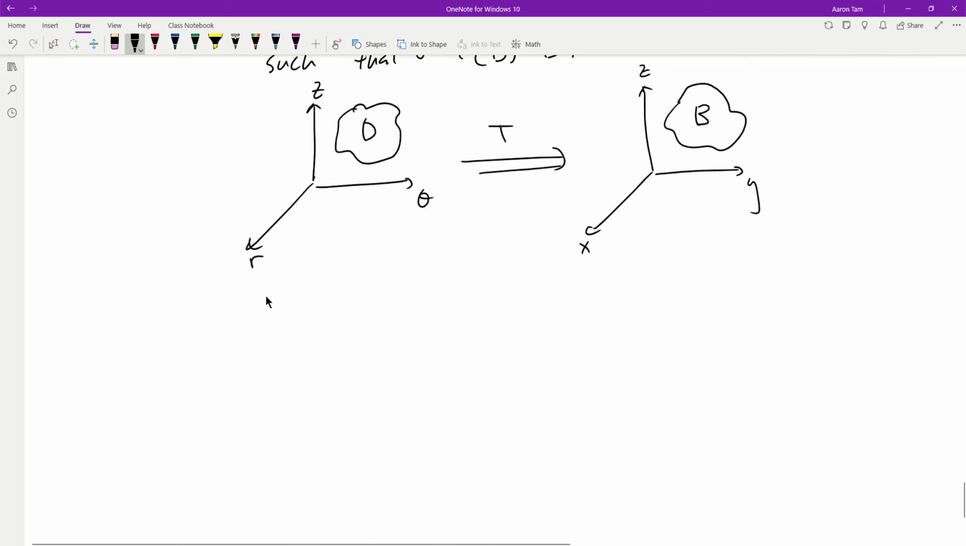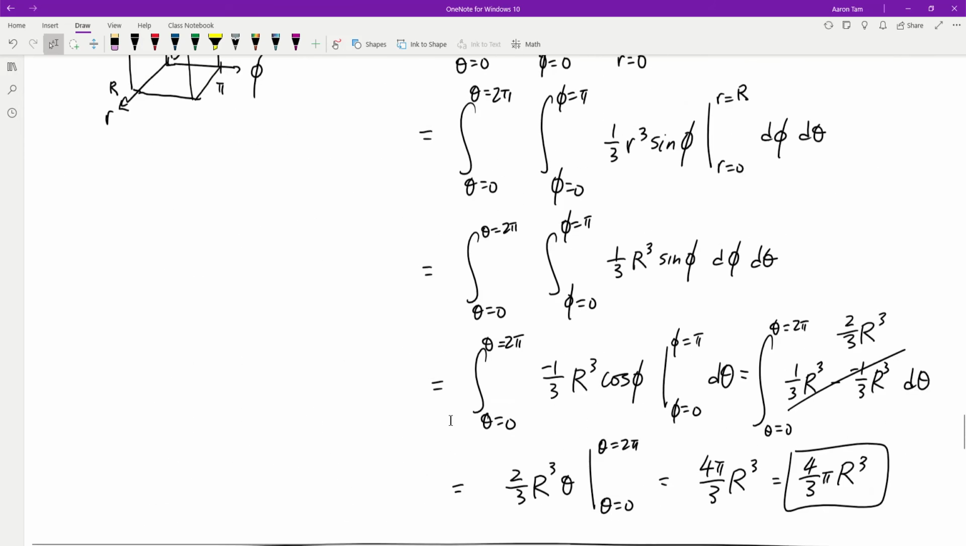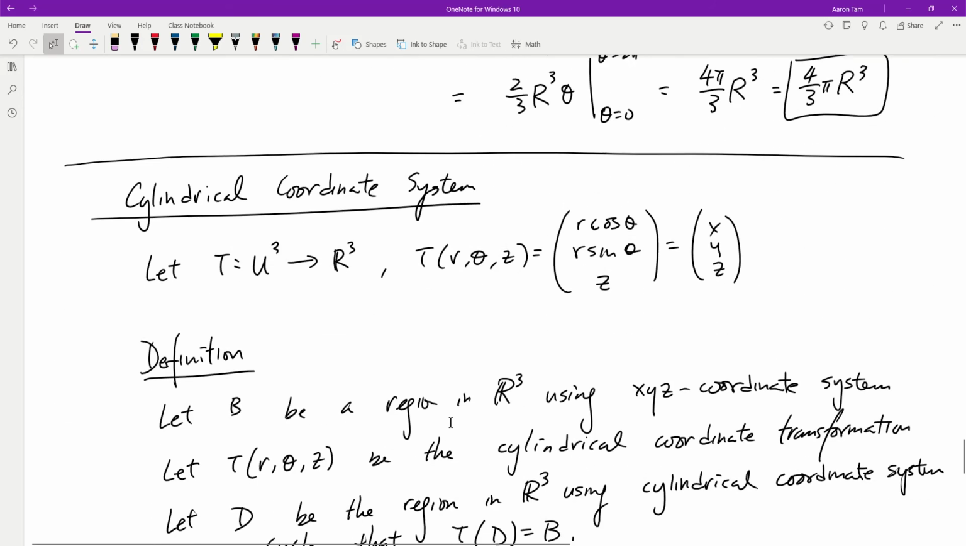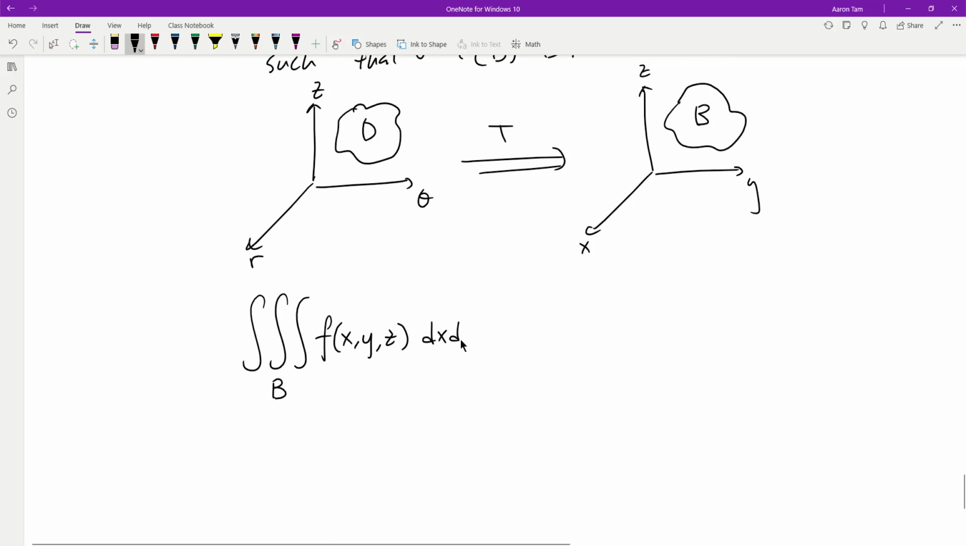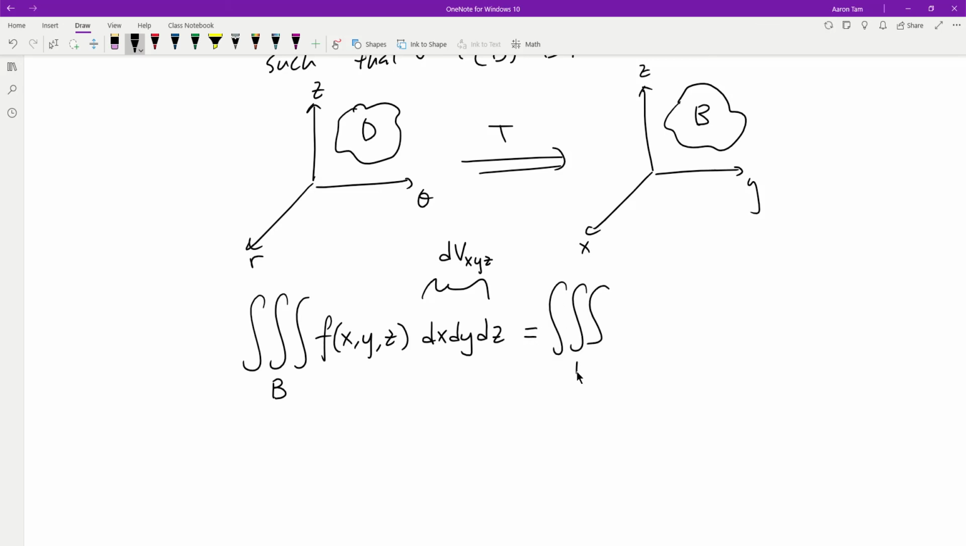So what is the formula in this case? The triple integral of B in the XYZ coordinate system, dx dy dz. Remember, this is technically what dV in the xyz coordinate system looks like. It would equal a triple integral over D of f of T of r, theta, z. That's the same as the formula for composition, which accounts for how to change the integrand into a new coordinate system. We replace the region of integration with D.